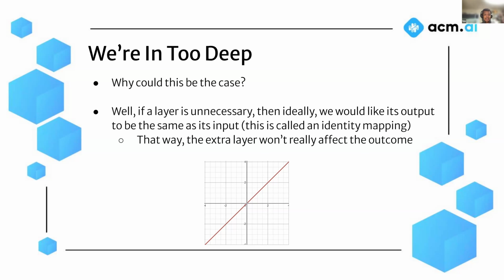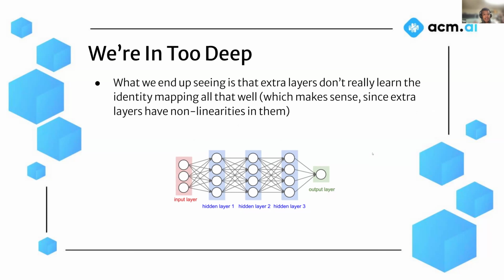But this doesn't happen, right? The opposite of this happens. And the reason is because neural networks can't mimic the identity mapping. They're not good at this. They're not good at taking an input and giving you back that input.